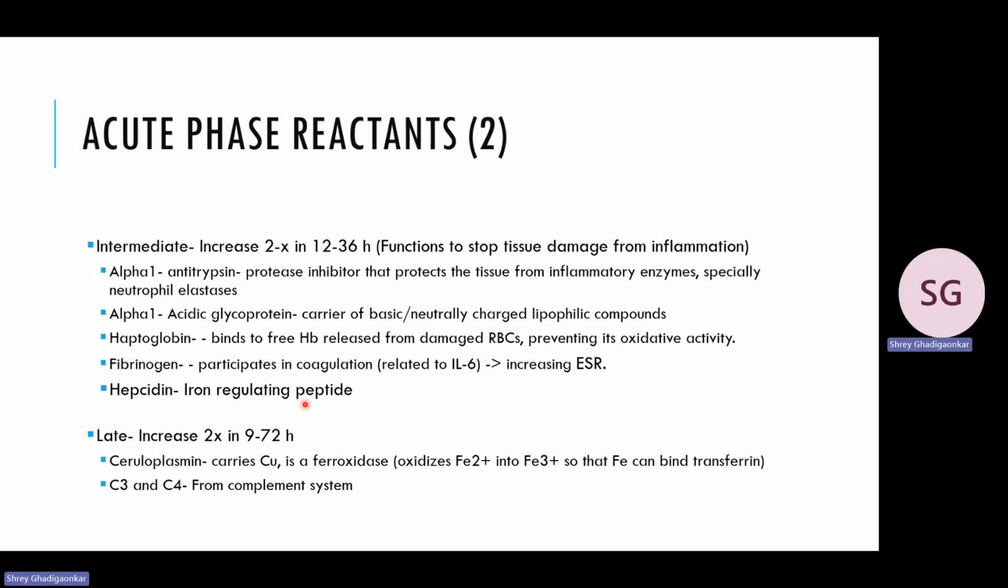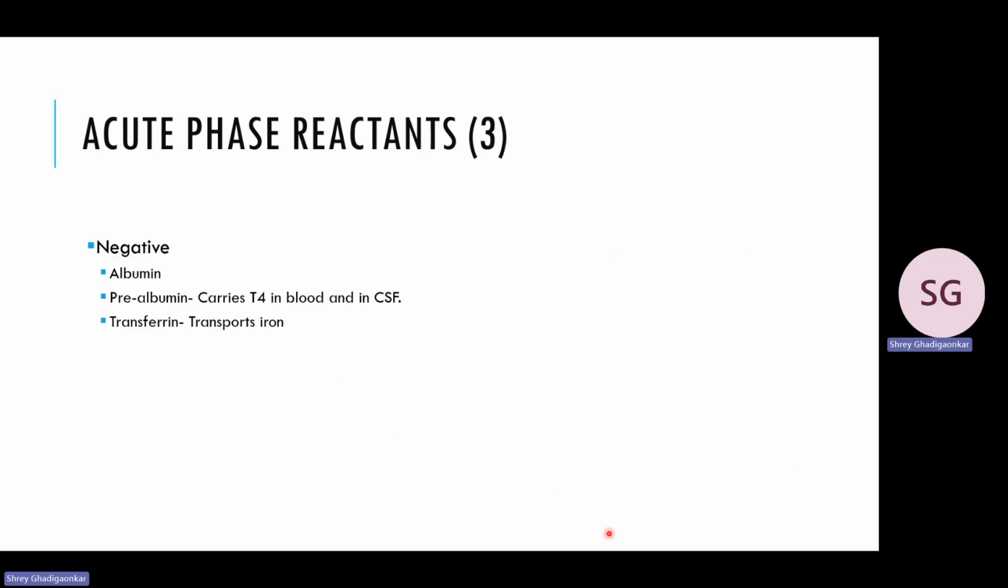You also have late acute phase reactants. So these usually have a mild increase in about 9 to 72 hours, out of which you have ceruloplasmin, which carries copper as a peroxidase. So it basically oxidizes iron from ferrous to ferric so that it can be bound to transferrin. And you have C3 and C4, which form the complement system.